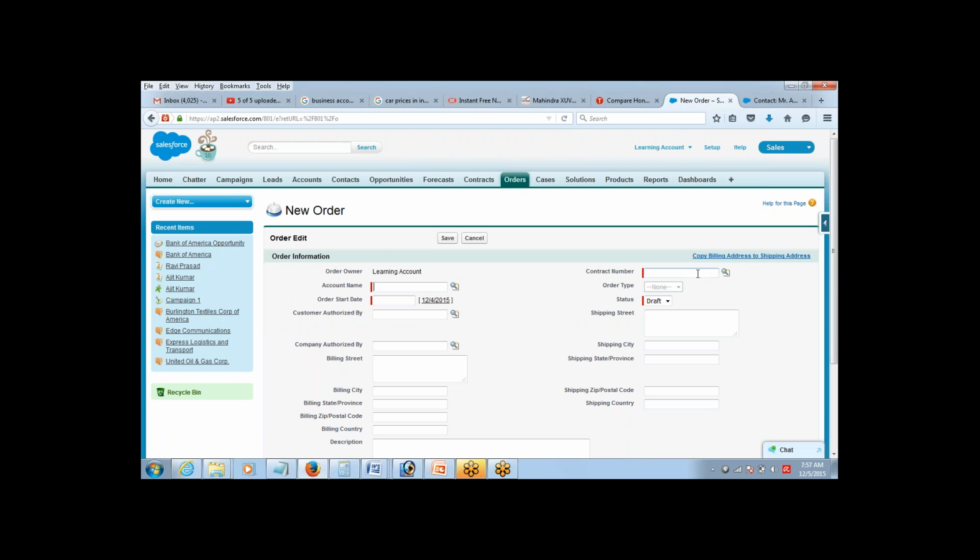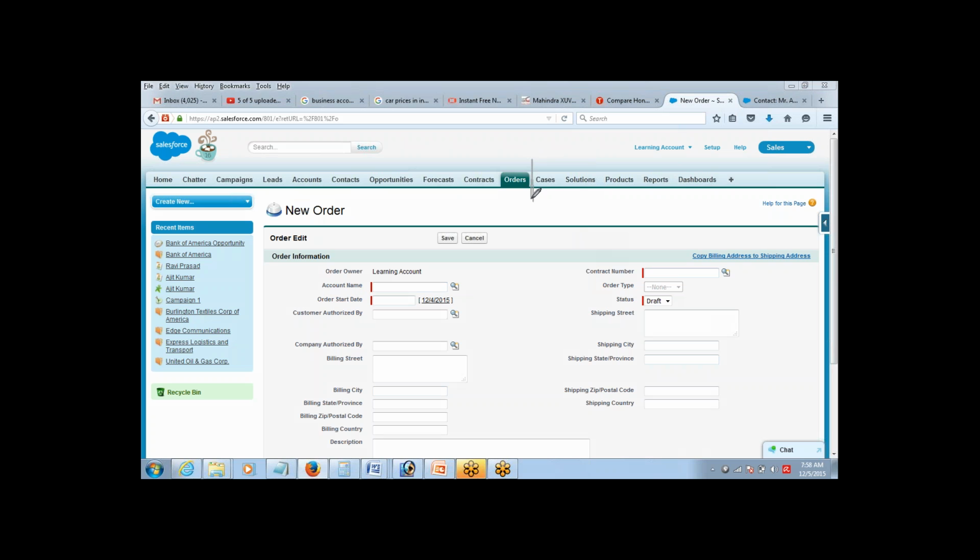So order will be connected to a certain contract number. So we just track the contract. Order will be associated with a contract number, and it will be associated with an account. Let's say Bank of America is going to be the account. The contract number needs to be populated here, and then order start date needs to be defined, and the billing address, shipping address. So this kind of information can be entered. So till order, almost our sales part is also done.